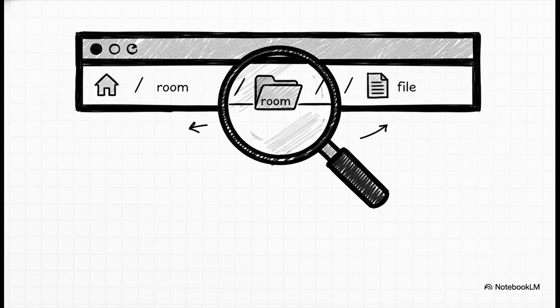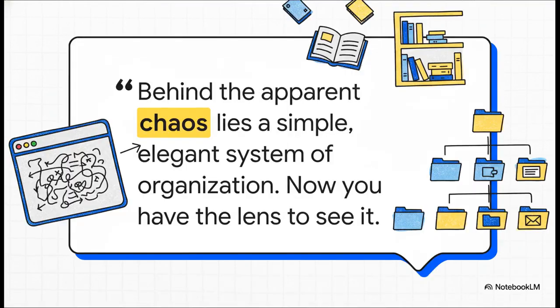Look for the forward slashes. You'll start to see the hallways and the rooms. You'll start to recognize the file names on the shelves. You'll start to see the map. You know, what once might have looked like just a random jumble of characters in your browser now starts to reveal this logical, organized system. You now have the lens to see the quiet digital library that's all around you.